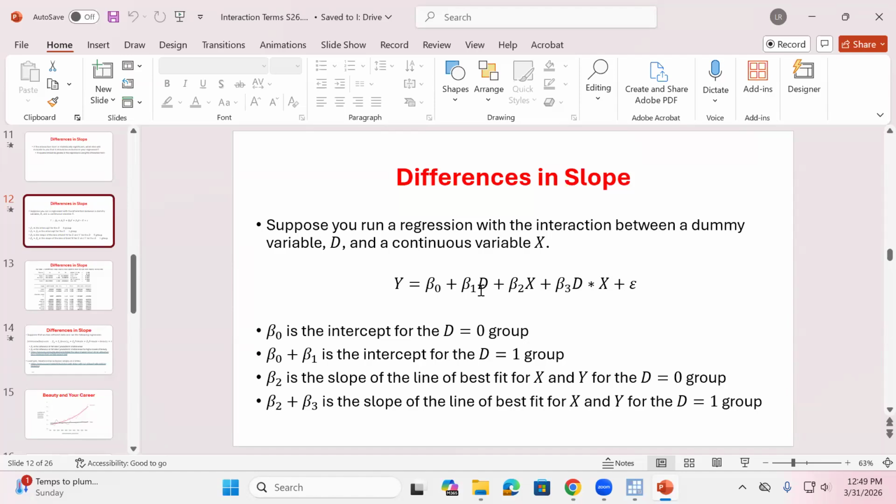Okay? So when we were plotting this out, we said you can think about this almost as, let's just assume for a second that beta 1, the estimate we get, is 0.